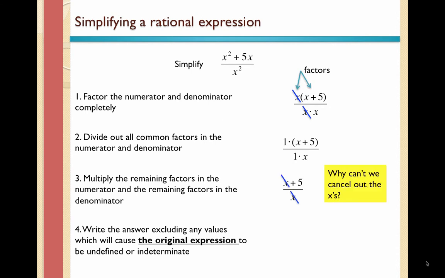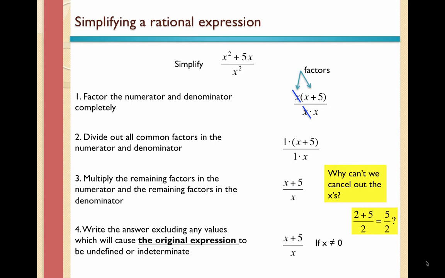Now, let me ask you this. Why can't we cancel out the x's at this point? Take a look at a problem that just has numbers in it. What do you think? If we canceled out the 2's in this example, 2 plus 5 over 2 equals 5 halves, would that be right? And if you said no, you're absolutely correct. In our numerator, x plus 5, x is not actually a factor because it's not a part of a multiplication problem, so you can't factor it out.